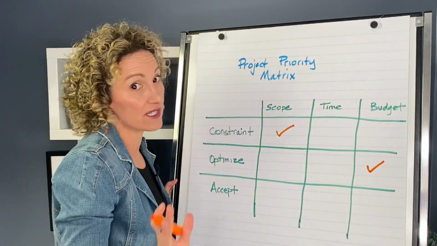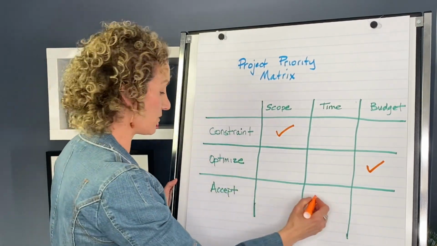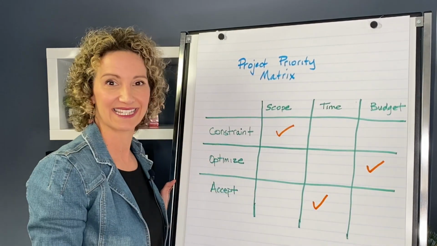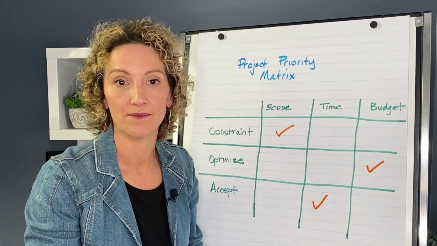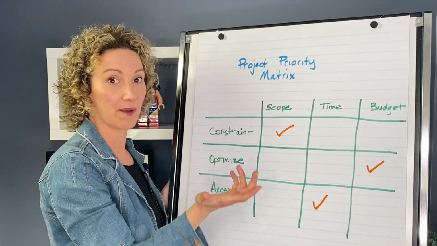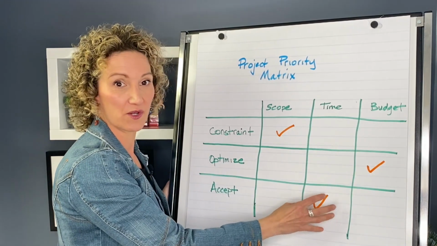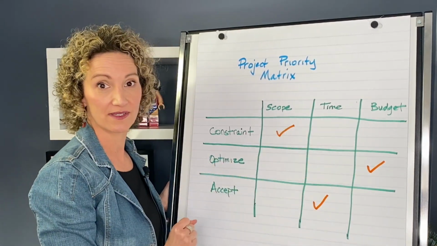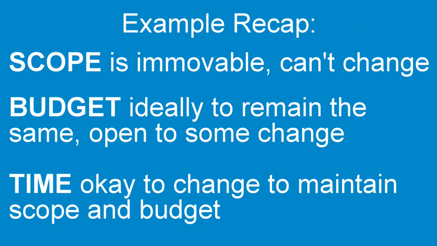I don't want to increase my budget, but I'm willing to keep it as is, which now leaves me with just accept. That means I can accept time. I can actually move out time because I need to make sure that my scope is a constraint. And if something pops up, I am trying to minimize my budget, which means I have flexibility with my time to push out the project. And that just gives me the ability to ensure that we're successful with delivering.